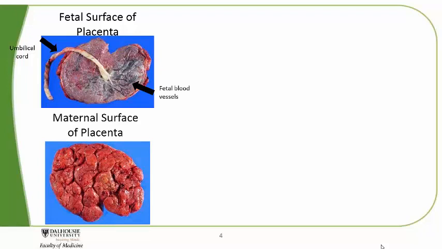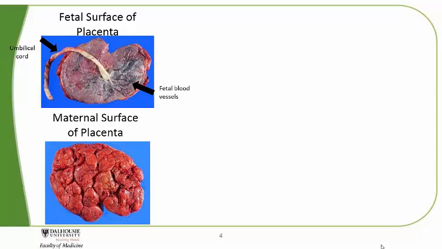Here is what the maternal surface of the placenta looks like. This is the part that was tightly attached to the uterus during pregnancy. Now, of course, it has separated, and this is what the maternal surface looks like. There are maternal blood vessels that enter the placenta, but they are too small to be seen in this photograph.